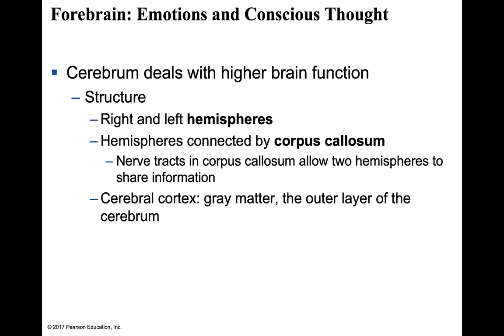Now, as I said previously, the cerebrum deals with higher brain function, and it's made up of two hemispheres, the right hemisphere and the left hemisphere, connected together by the corpus callosum. The nerve fibers within the corpus callosum allow the two hemispheres to communicate and share information. Now, the cerebral cortex, this is gray matter, and this is actually the outer layer of the cerebrum.